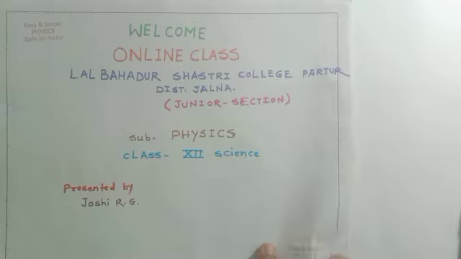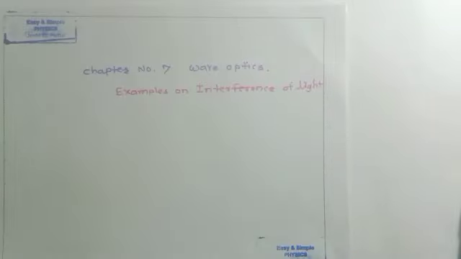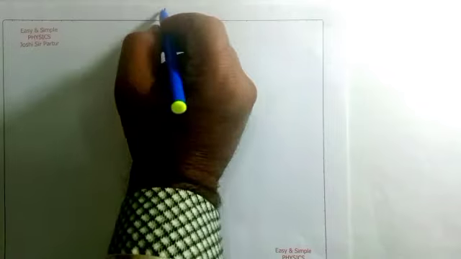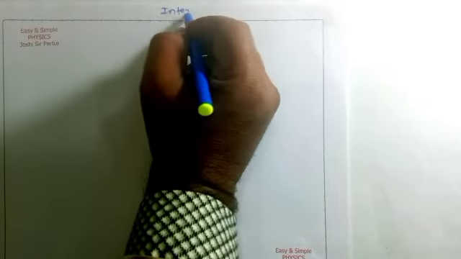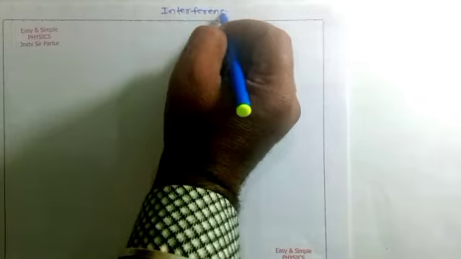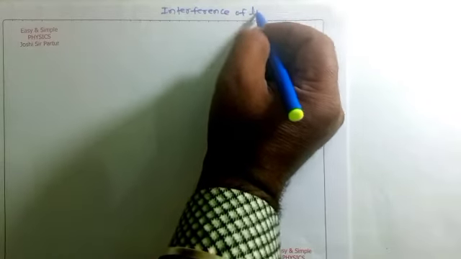Today we have learned chapter number 7, wave optics. In this wave optics we have studied examples on interference of light. So first of all we have studied about the interference of light.